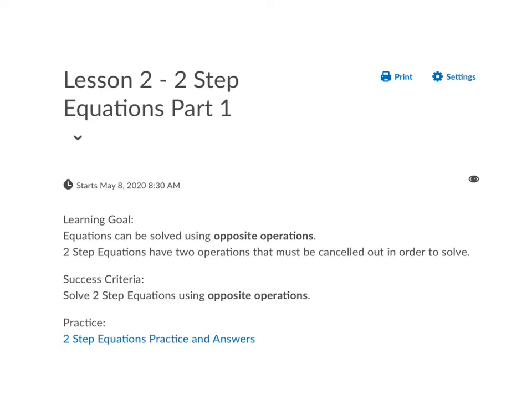So we see that our learning goal here has 2 points. Equations can be solved using opposite operations, just like in last lesson. And two-step equations have two operations that must be canceled out in order to solve. So whereas we had one operation in our one-step equations, we now have two operations to deal with. Our success criteria is to solve two-step equations using opposite operations, and once we've completed the lesson, we have our practice worksheet, which would be linked right there on the hub.